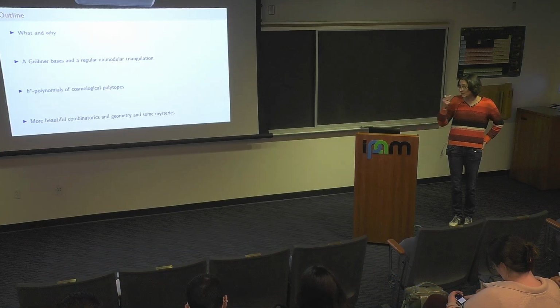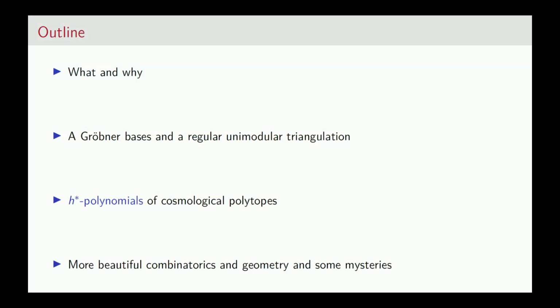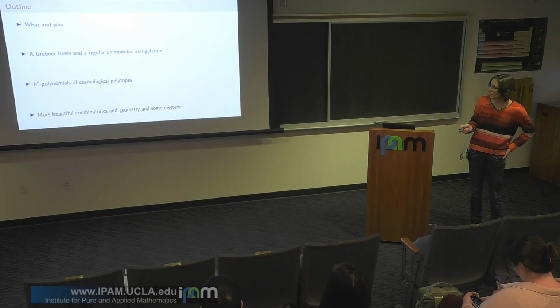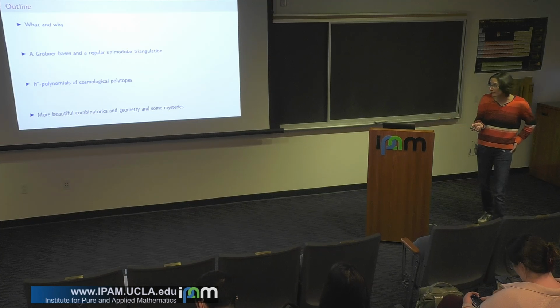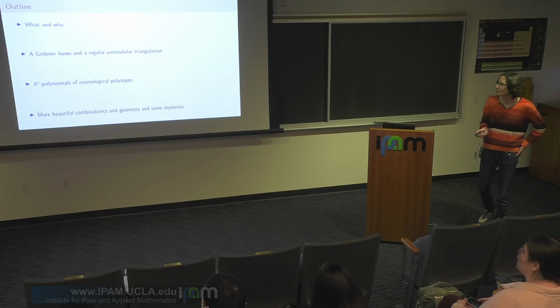Let me just tell you briefly what the plan is. I want to start by telling you what cosmological polytopes are, why they are interesting, not just besides being nice lattice polytopes, but also why physicists actually care for these polytopes. In the second part, I want to provide you a Gröbner basis, and from this we will go to a regular unimodular triangulation for these polytopes. In the third part, we will apply what we've seen here to compute H-star polynomials in certain cases.